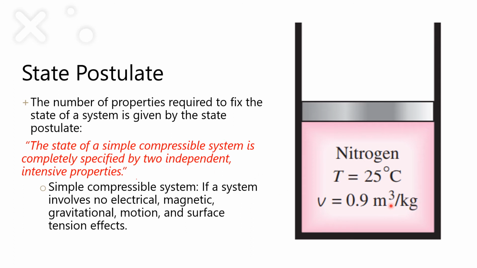For example, in this figure, the state of nitrogen is fixed by two independent intensive properties, the temperature and specific volume. Together, they can fix the state of a simple compressible system. And a simple compressible system is considered if a system involves no electrical, magnetic, gravitational, motion, and surface tension effects.